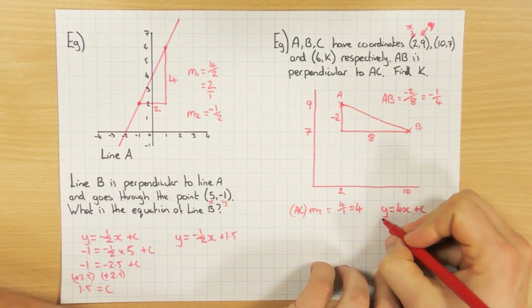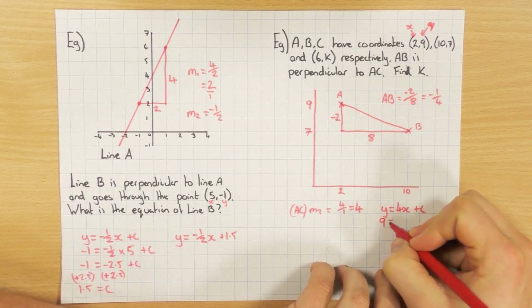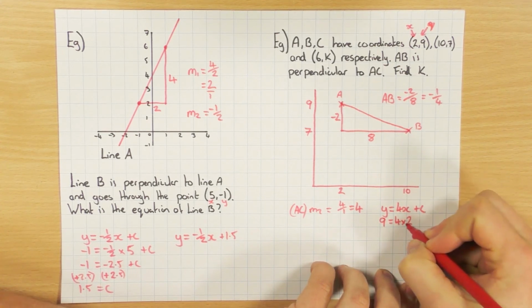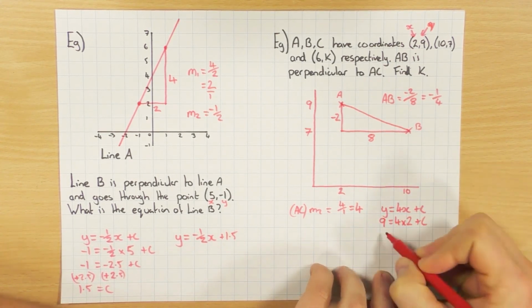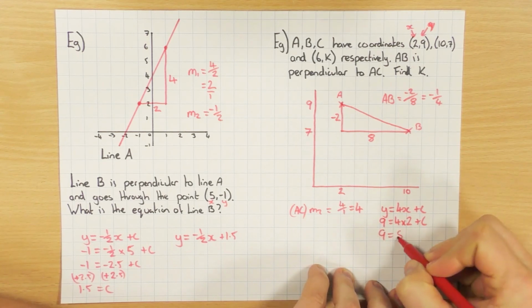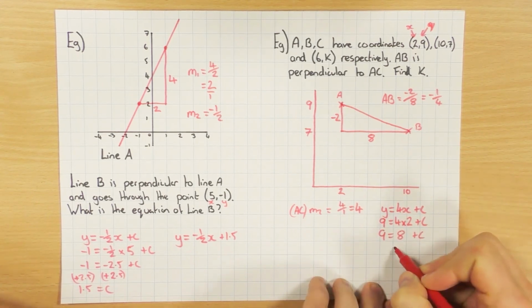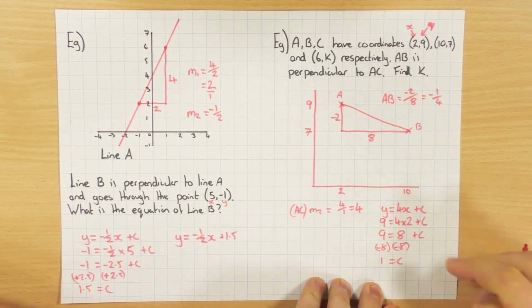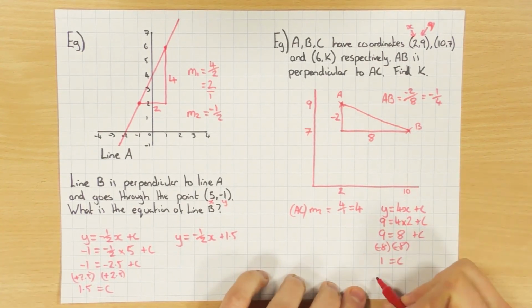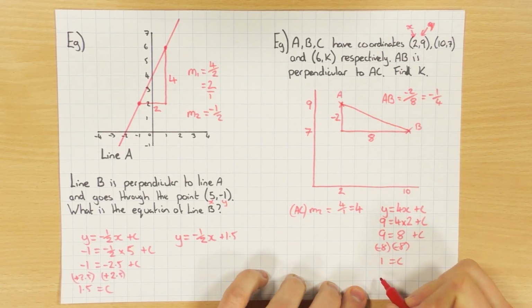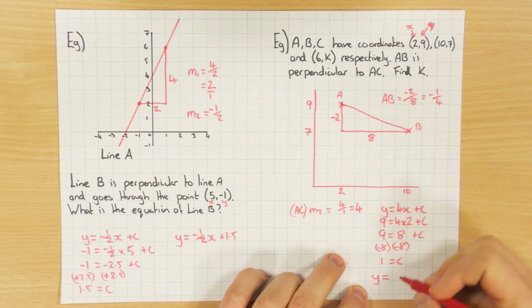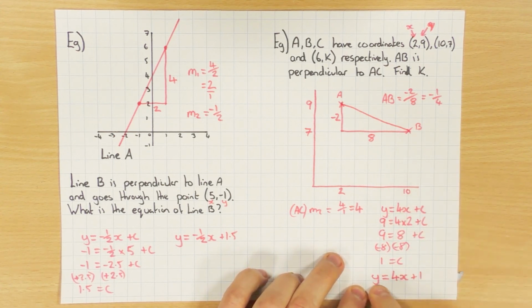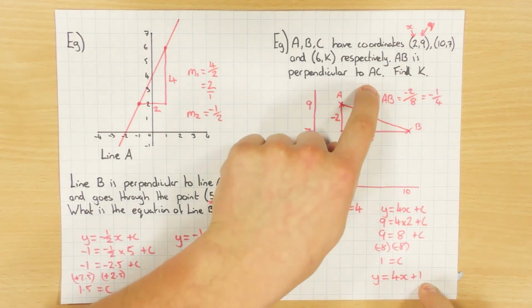So let's do that. So y is 9, and 4 times 2 plus c. Bit of tidying, 4 times 2 is 8 plus c, so -8 from both sides. So 1 equals c. Okay, so the equation of line AC is y equals, we worked out the gradient to be 4, so 4x, and then c is 1, plus 1. So that is the equation of line AC.